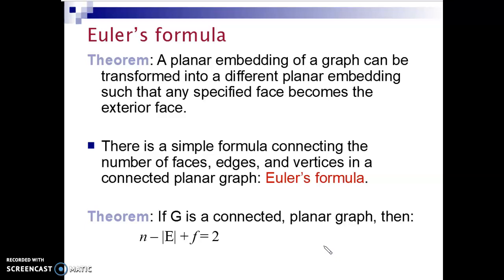Probably the most important and most famous theorem about planar graphs is Euler's formula. Euler's formula says that there is a connection between the number of faces, number of edges, and the number of vertices of a planar graph. And that is Euler's formula. You can see it here. The number of nodes in a planar graph minus the number of edges plus the number of faces is always equal to 2.